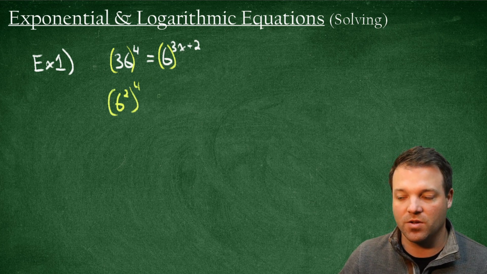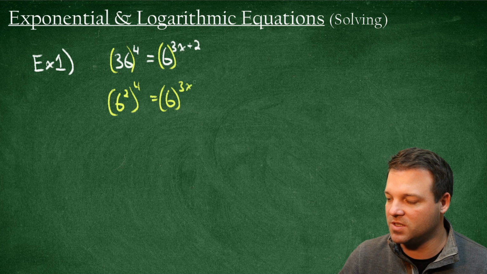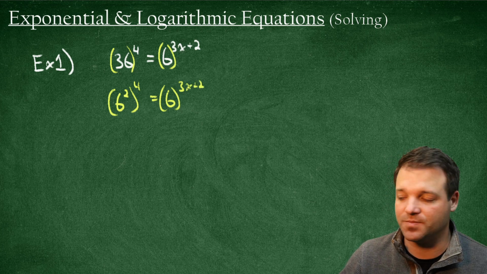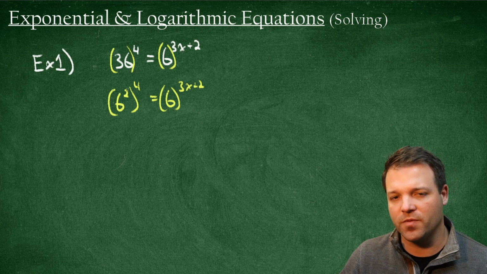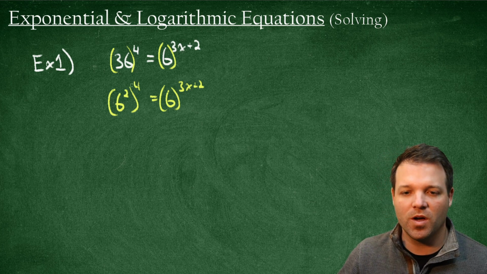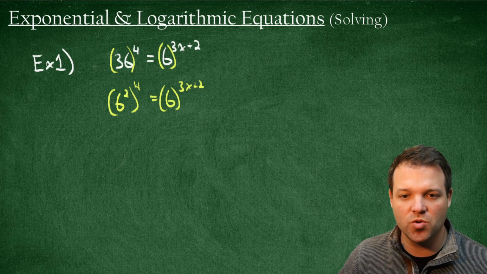So the 36 is 6 squared, all to the fourth power, which is equal to 6 over here to the 3x plus 2. So that side hasn't changed at all. Now, what do we do when we have 6 to the power of 2 to the power of 4? Based on our exponential properties, we multiply those two numbers. So 2 times 4.